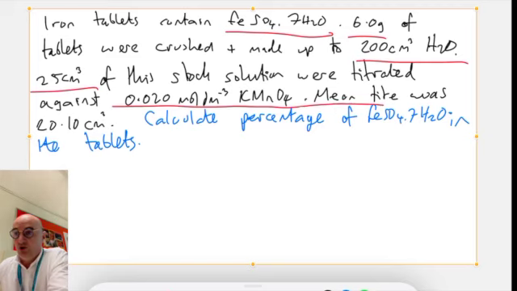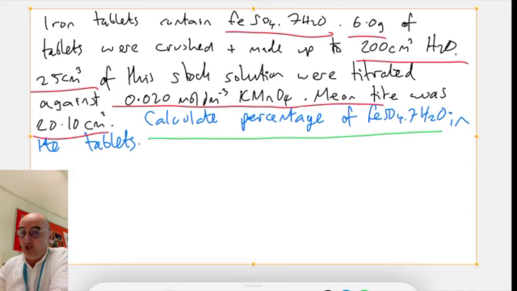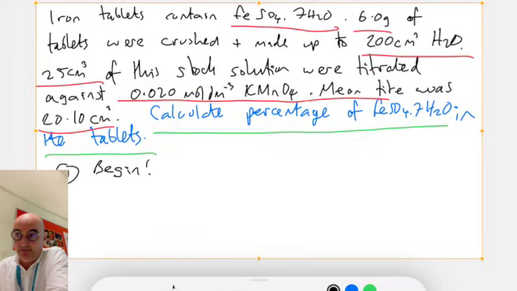Balanced equation. What can we do? The only thing we can do is the moles of permanganate. With the balanced equation, I can work out the moles of iron once we have the ratio. Where to begin? Just begin.